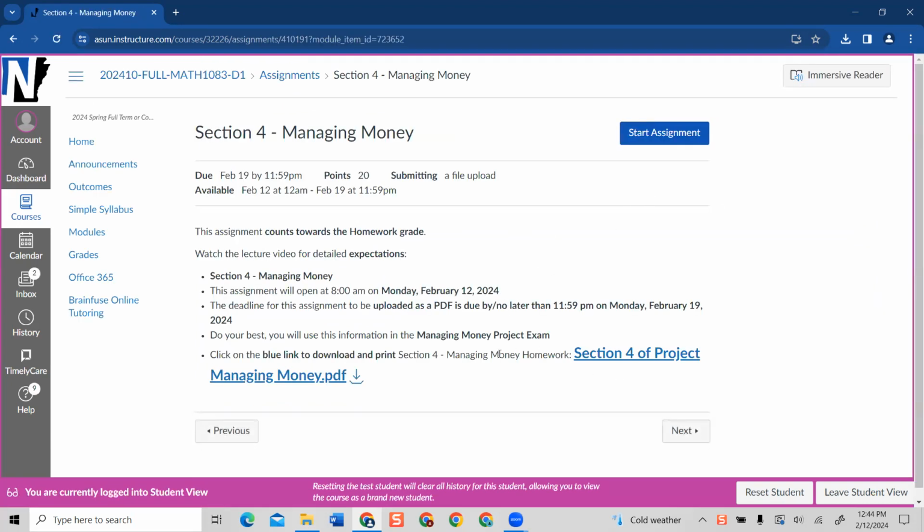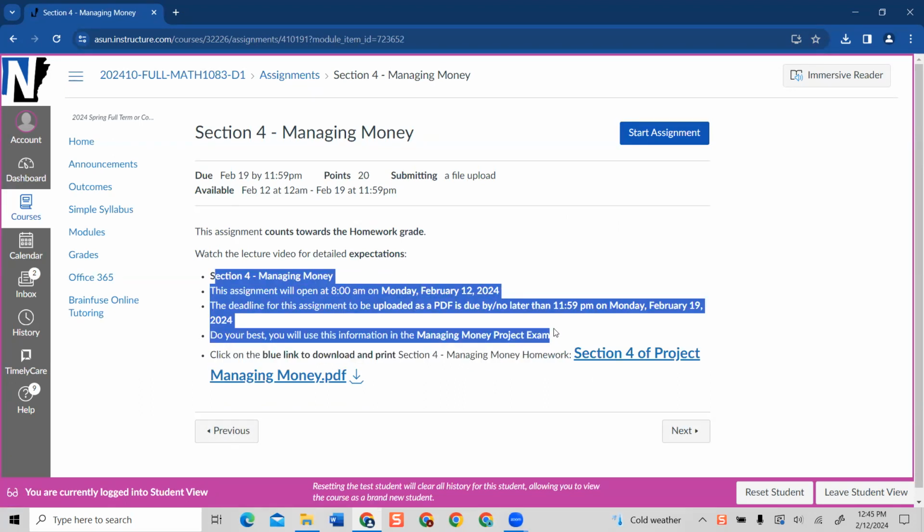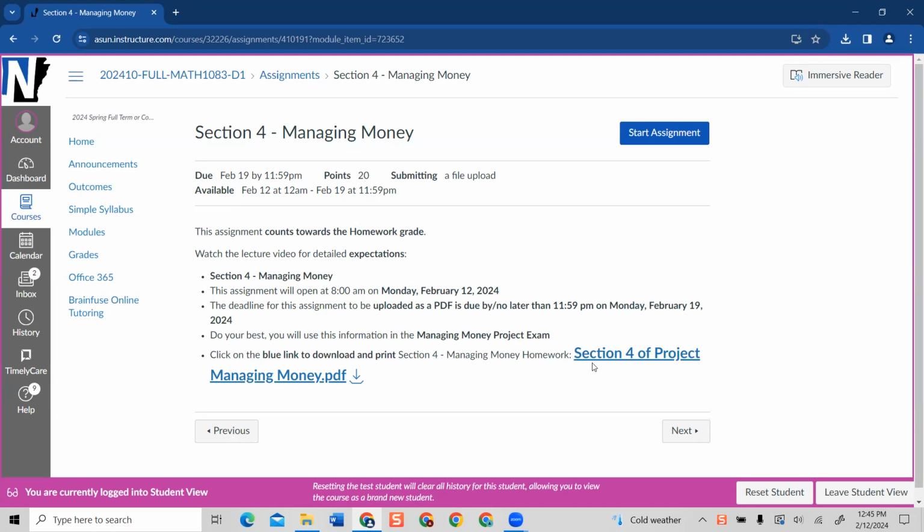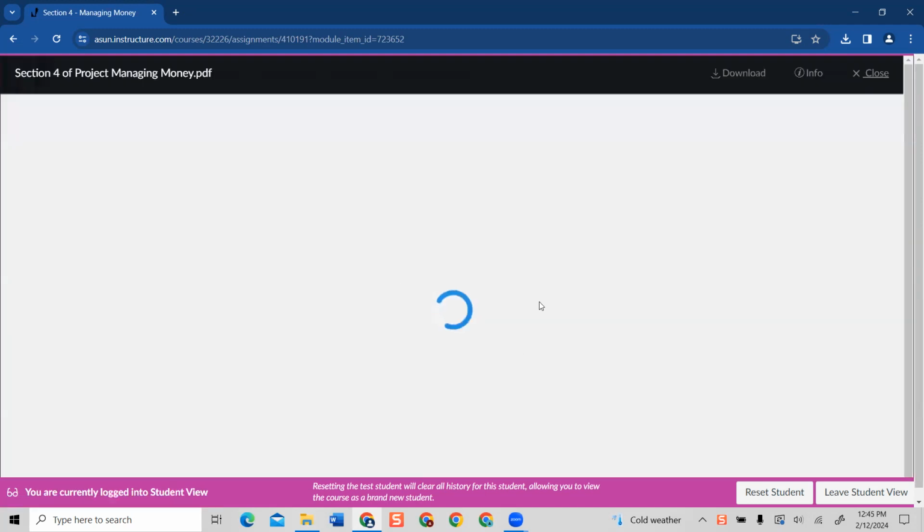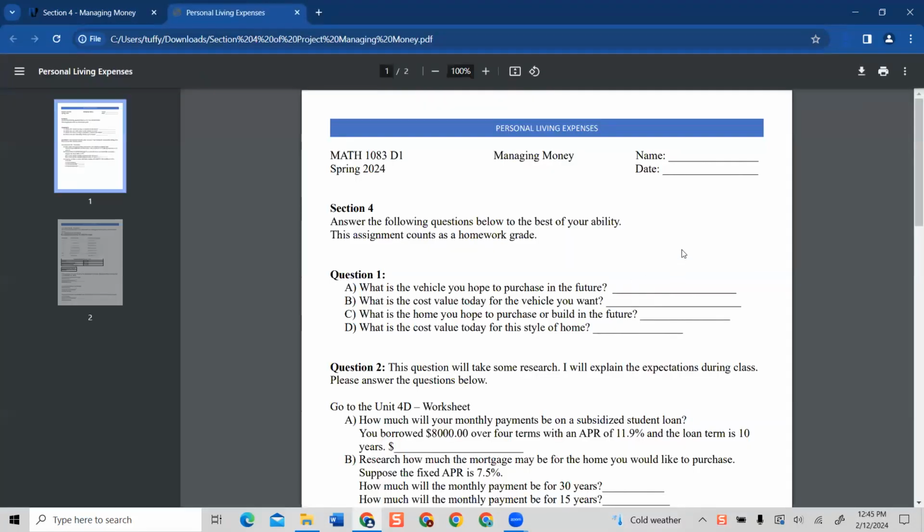As you see, please be sure and read all the information. It tells you when everything's due and what to expect. So we're going to click on this. Of course, my computer is taking a long time to open it, so I'm going to download it. Downloading is going to be important because you're going to have to print it anyway. Make sure your name and the date is here.